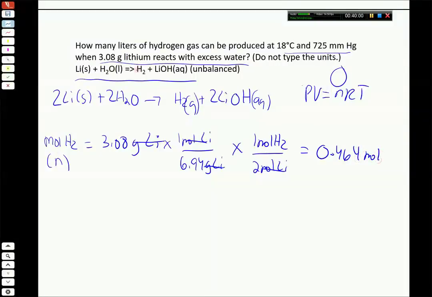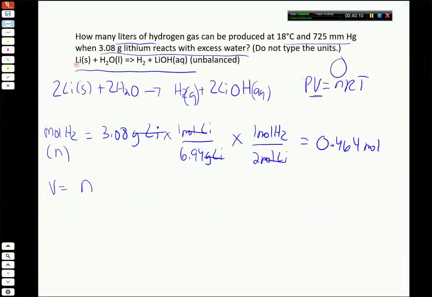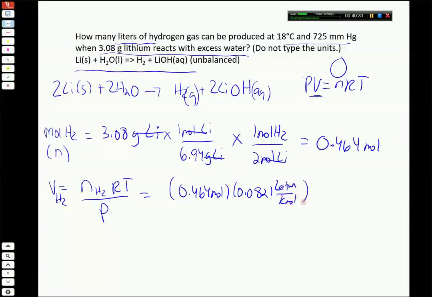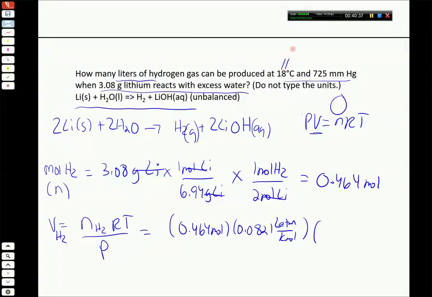And then what we're looking for here is how many liters can be produced. So we're going to solve for the volume using PV equals nRT. So the volume of H2 is going to be the number of moles, again, we're looking for hydrogen here, moles of H2 times RT divided by the pressure. And so the moles we just found is 0.464. R is 0.0821. And because we're using R, temperature needs to be in Kelvin. So it's 18 degrees Celsius, which is equivalent to 18 plus 273, which is 291 Kelvin.